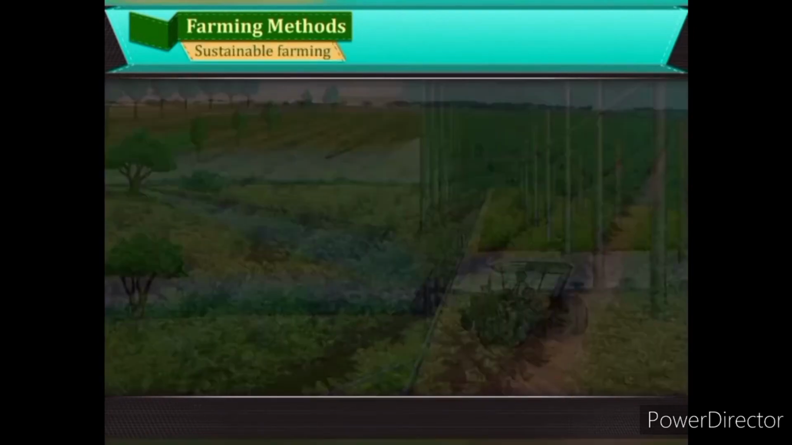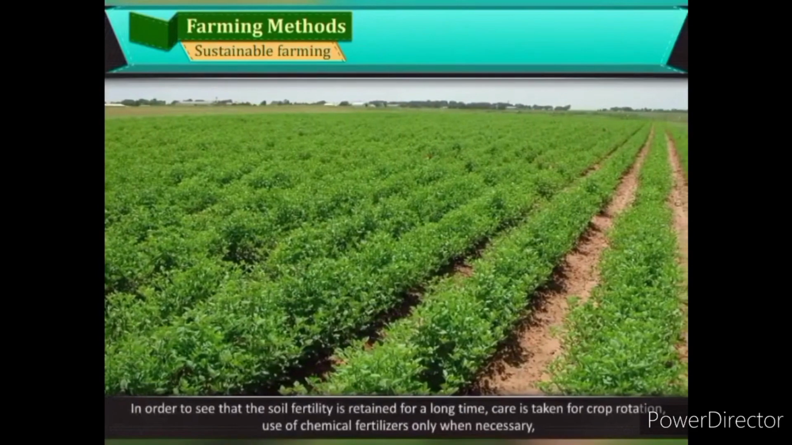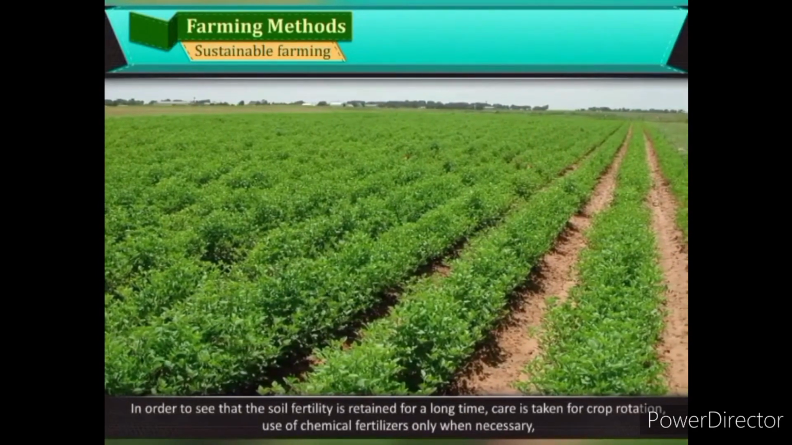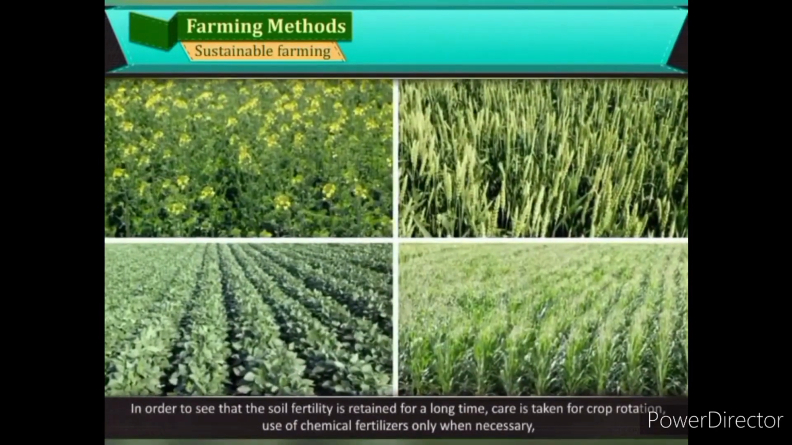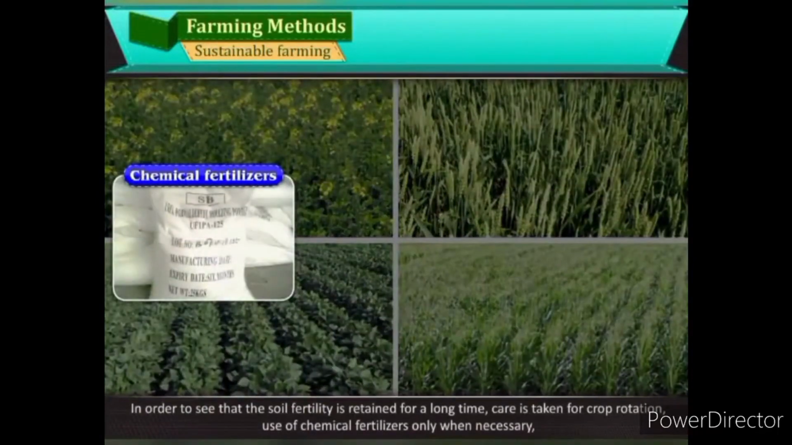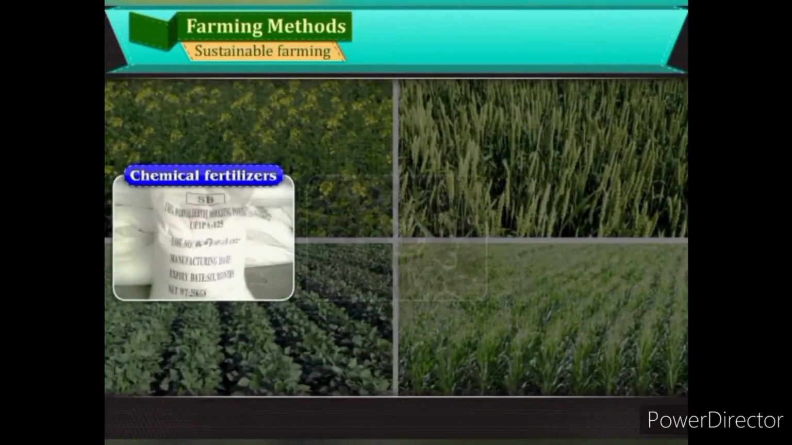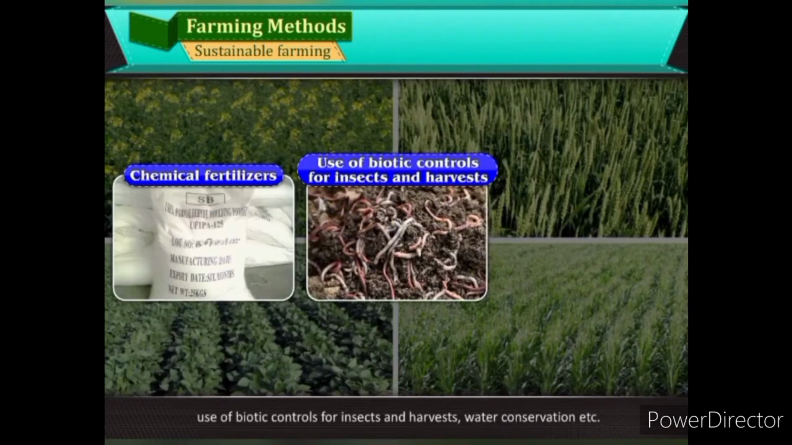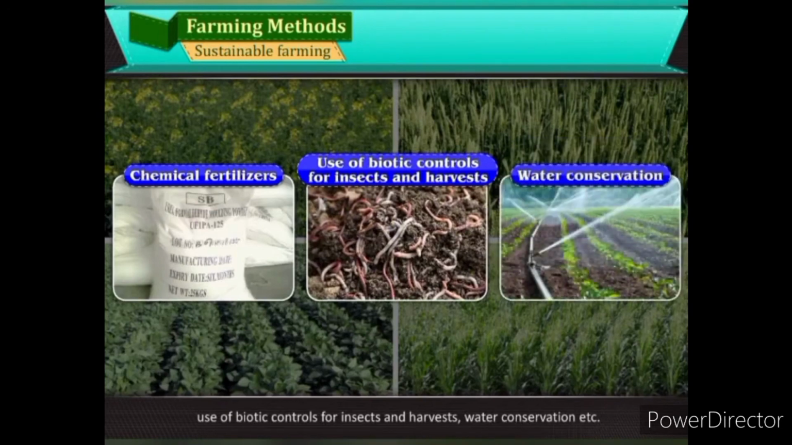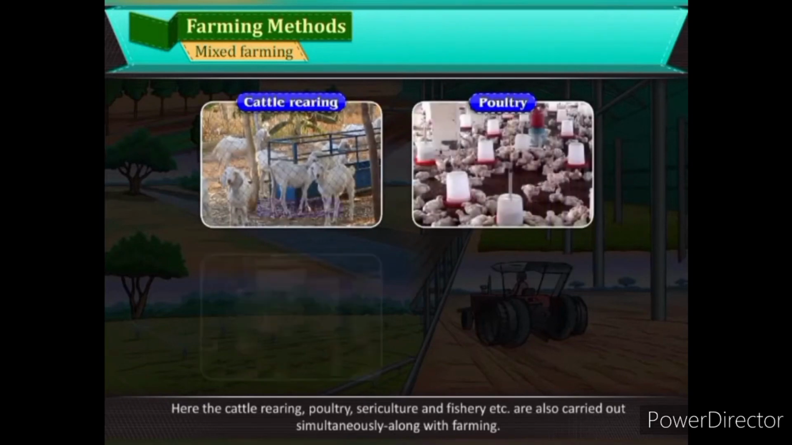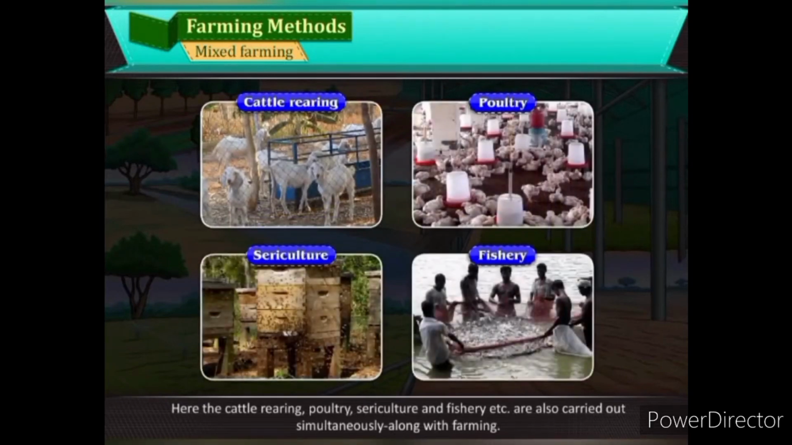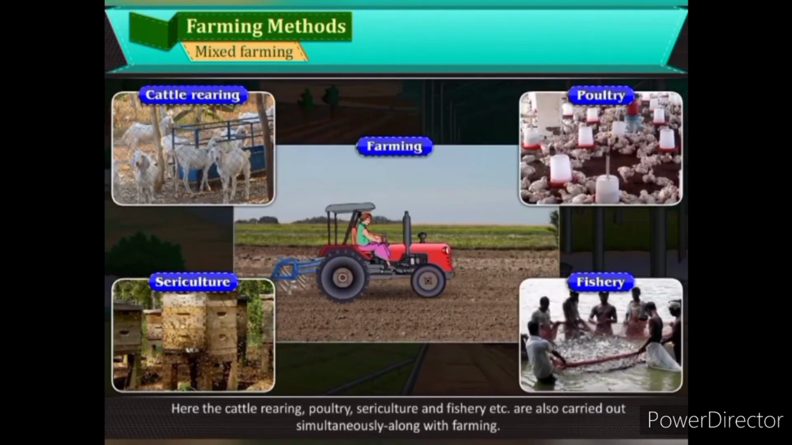Sustainable farming. In order to see that the soil fertility is retained for a long time, care is taken for crop rotation, use of chemical fertilizers only when necessary, use of biotic controls for insects and pests, water conservation, etc. Mixed farming. Here, cattle rearing, poultry, sericulture, and fishery, etc., are also carried out simultaneously along with farming.